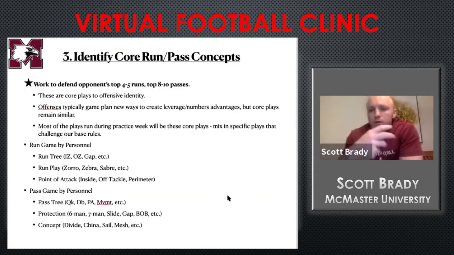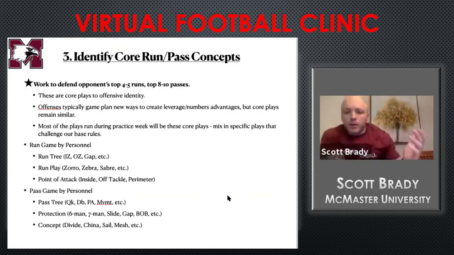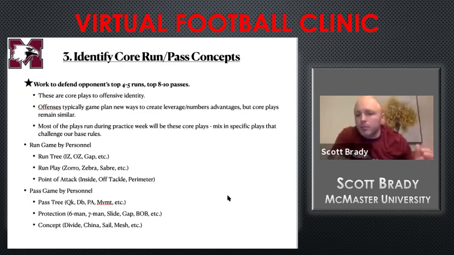Pass tree is what type of pass protection basically are we getting? So are they throwing quick game? Is it 5 or 7 step drop back pass? Are they a play action team? How much movement pass are we getting, so naked bootlegs or Sally plays? What protection are they running? So is it 6-man, 7-man, 8-man, 5-man empty protection? Are they a big on big protection team where they're blocking the 4 down and the mic?